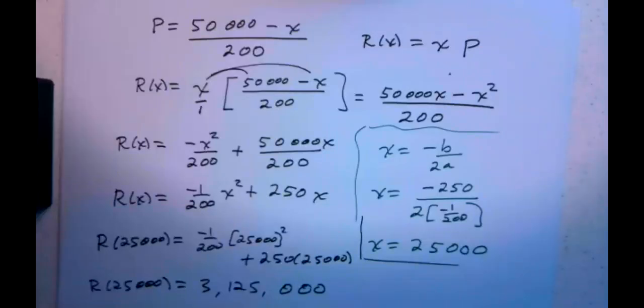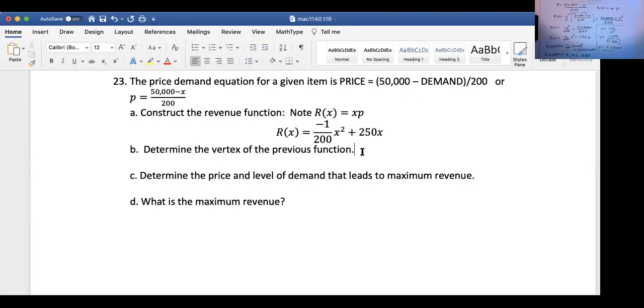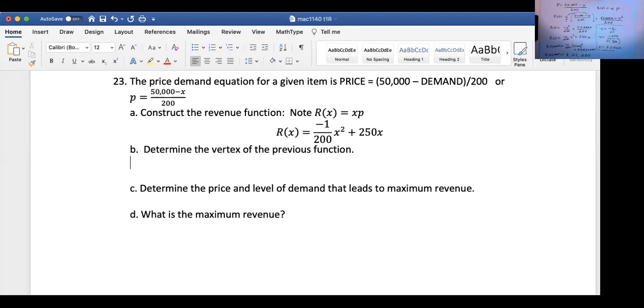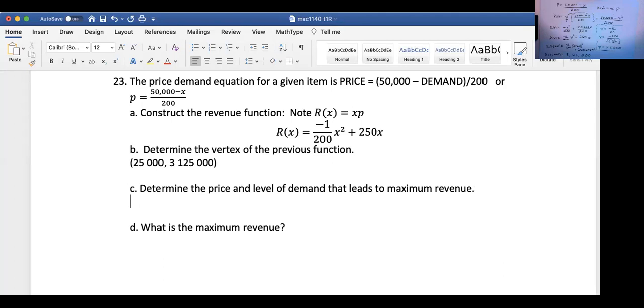So we have that. So that is the X value of the vertex, 25,000. This is the R value of the vertex, 3,125,000. So let's answer the questions on the paper here. What is the vertex of the previous function? Again, the X value, 25,000. And the R value, 3,125,000. We want to determine the price and level of demand that leads to maximum revenue. Well, the 25,000 was X. So the level of demand is 25,000 items.